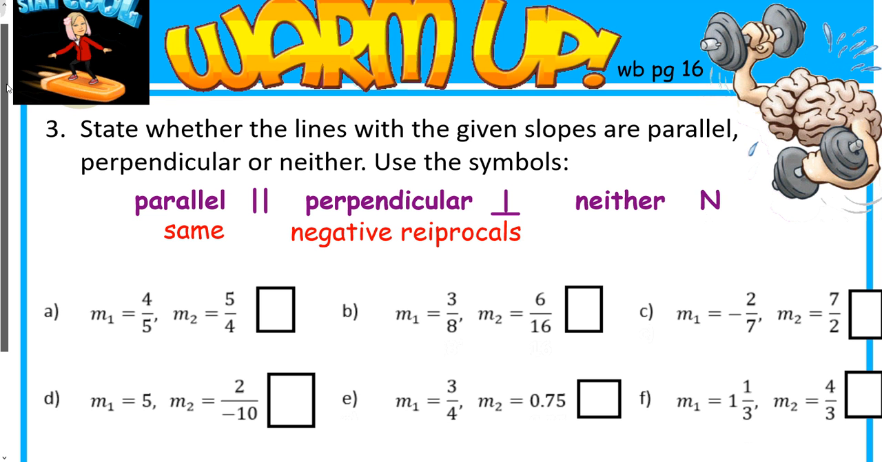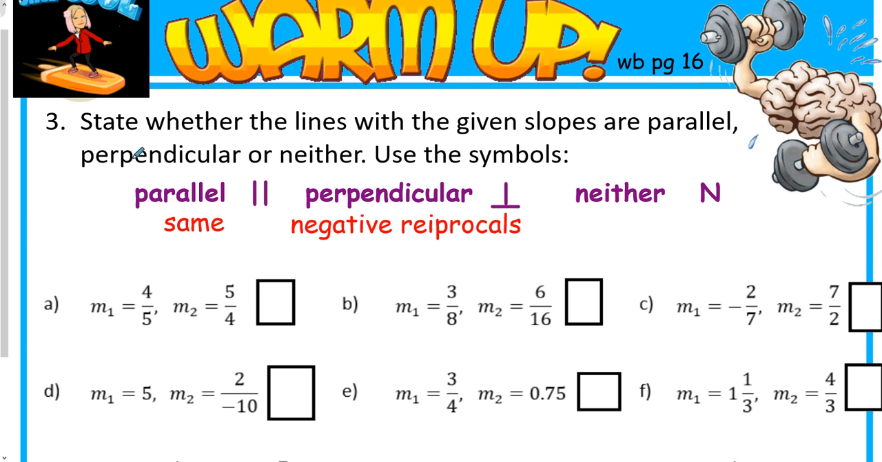All right. State whether the lines with the given slopes are parallel, perpendicular, or neither, and then use the proper symbols. All right, so for parallel, we're going to use two vertical lines. Perpendicular looks like an upside down T, and then neither, we're going to use a capital N. So looking at these two lines, or these two slopes, they are flipped, but they're the same sign. So we're going to say neither.